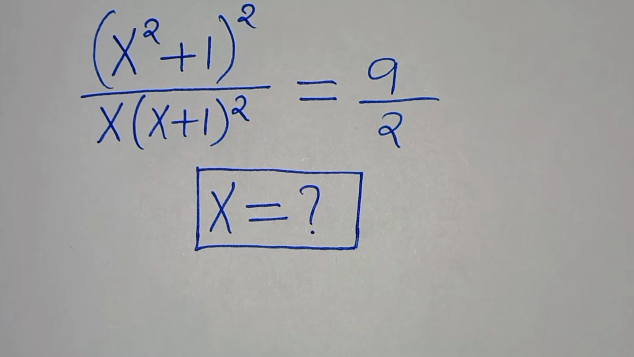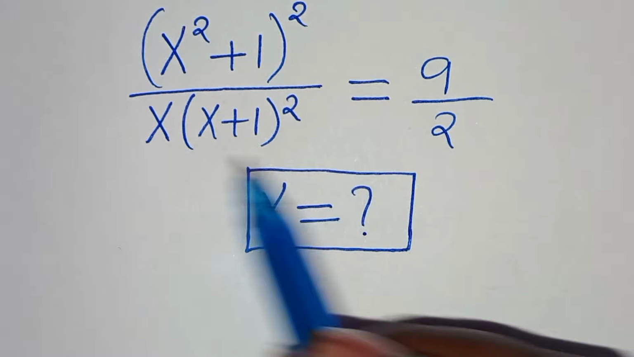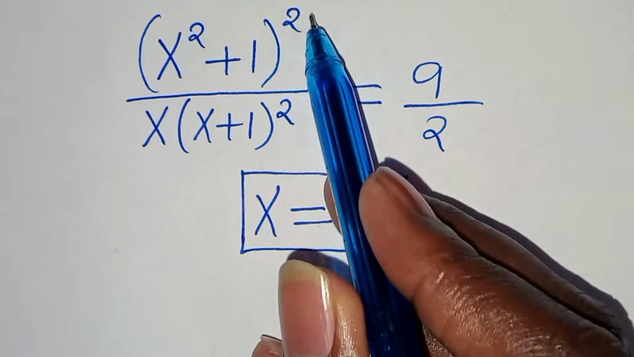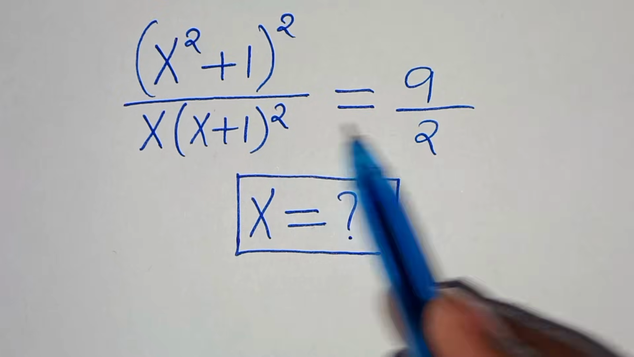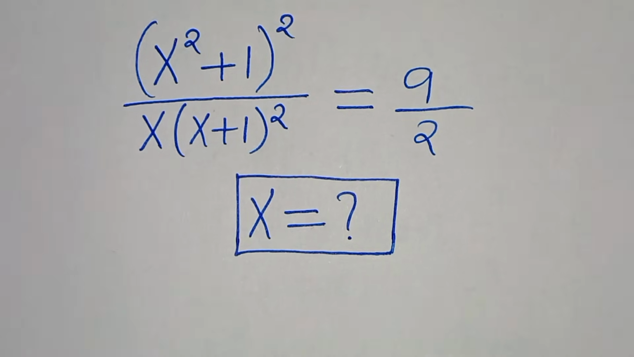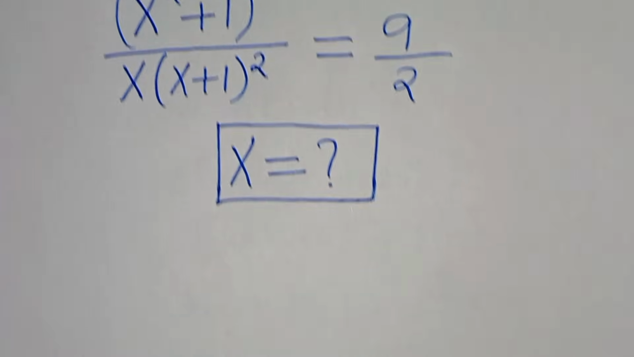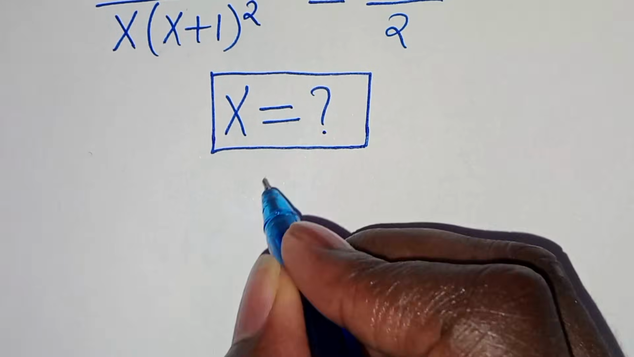You're welcome to solve this nice math problem: (x squared plus 1) raised to the power of 2, divided by x times (x plus 1) to the power of 2, is equal to 9 over 2. So what is the value of x? Now let's provide a solution from here.